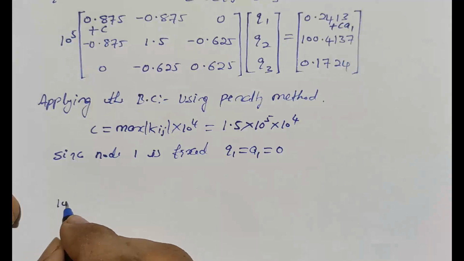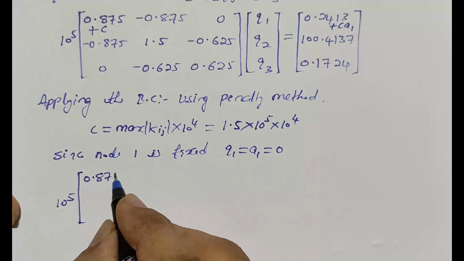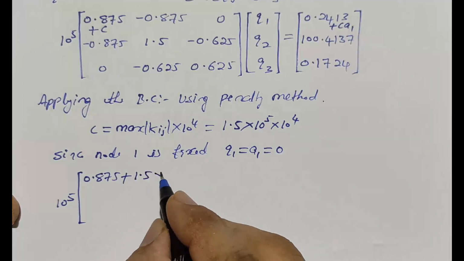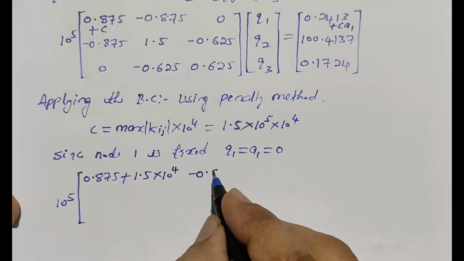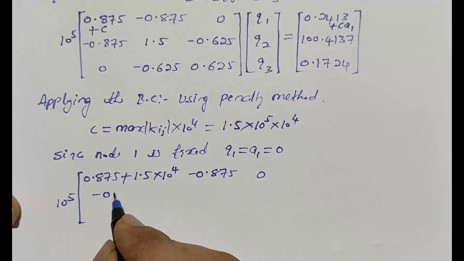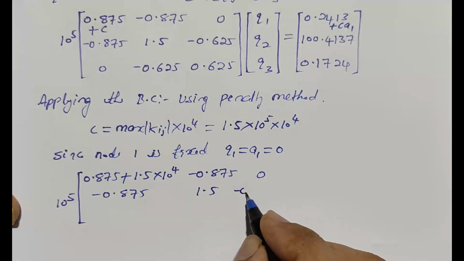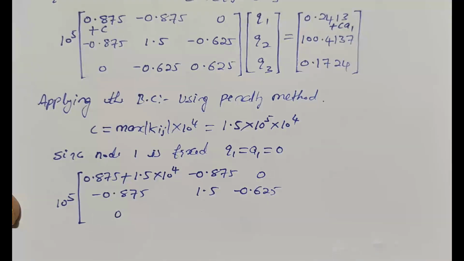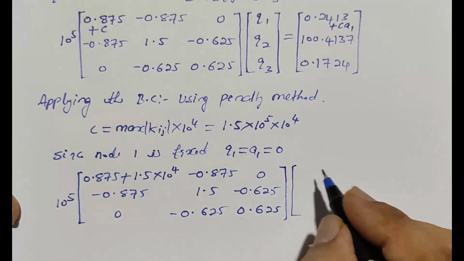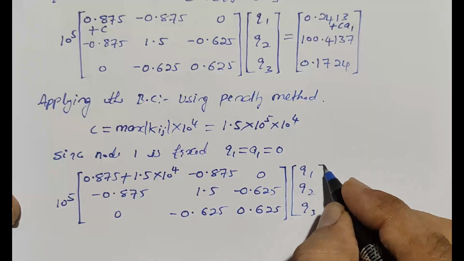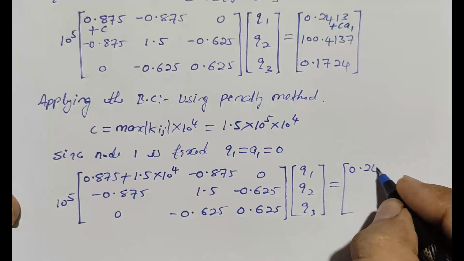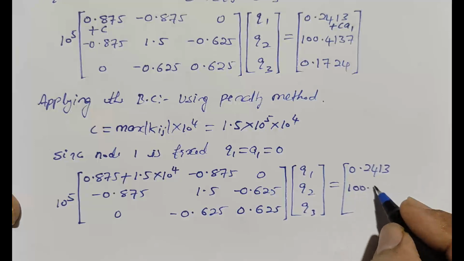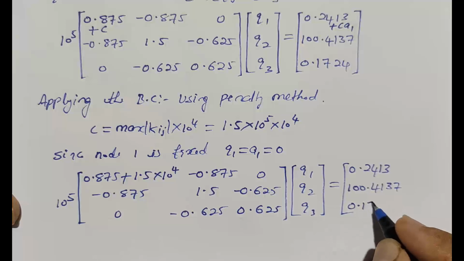So equilibrium condition becomes 10 power 5, 0.875 plus C, that is 1.5 into 10 to the power of 4, minus 0.875, 0, minus 0.875, 1.5, minus 0.625, here 0, minus 0.625, 0.625, into Q1, Q2, Q3 is equal to 0.2413, 100.4137, 0.1724.